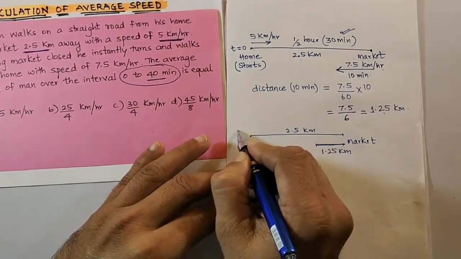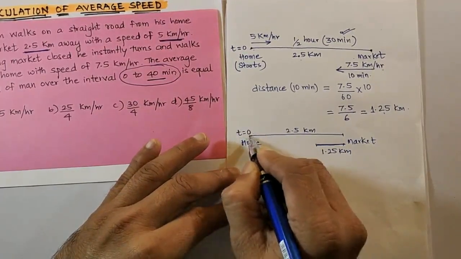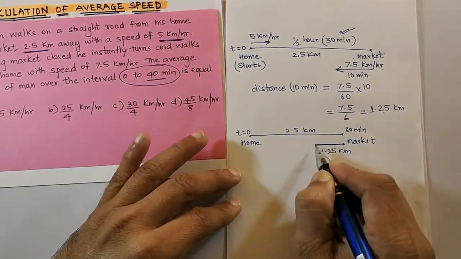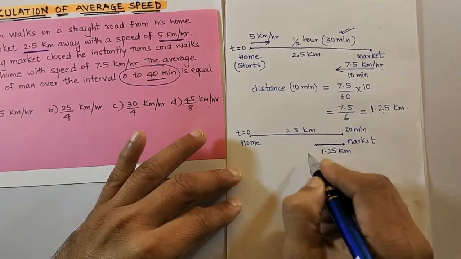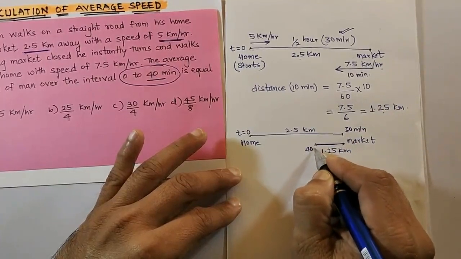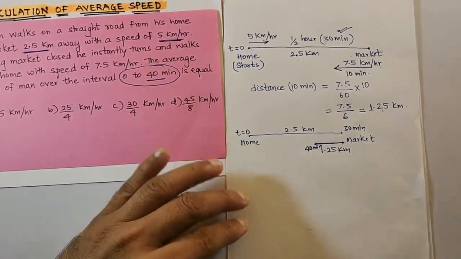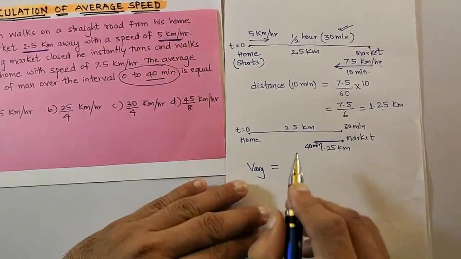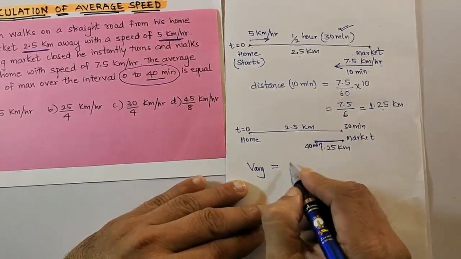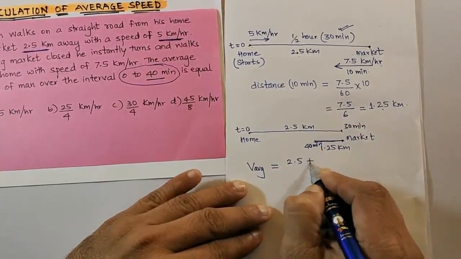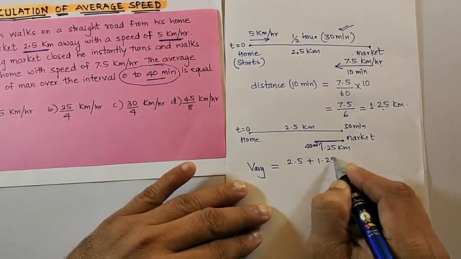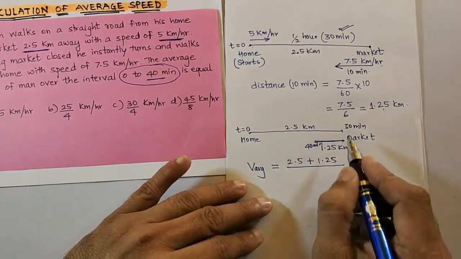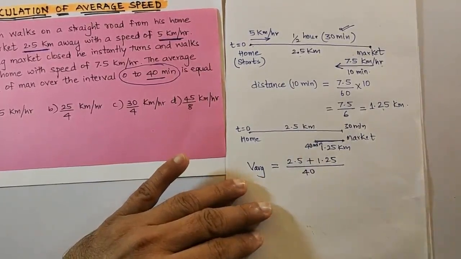So from here t is 0. He comes here in 30 minutes. And next from here to here he takes another 10 minutes, means up till here time taken is 40 minutes. So if I calculate average speed, it is total distance, that is 2.5 plus 1.25, divided by total time, which is 40 minutes.